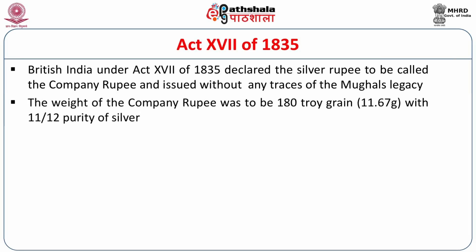The weight of the Company rupee was to be 180 troy grain, which comes to about 11.68 grams, with 1 troy grain being equivalent to 0.0648 grams, and this was to have 11 upon 12th purity of silver.